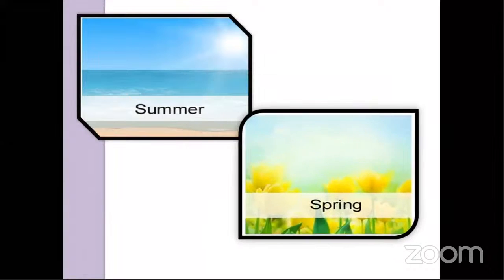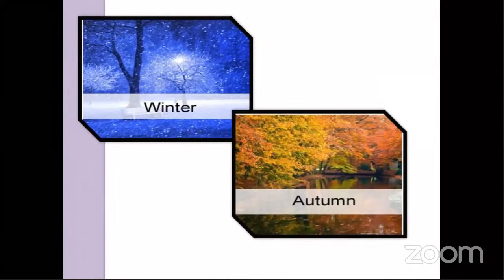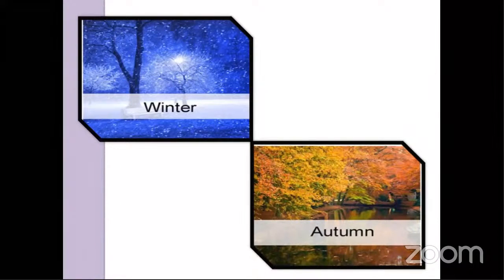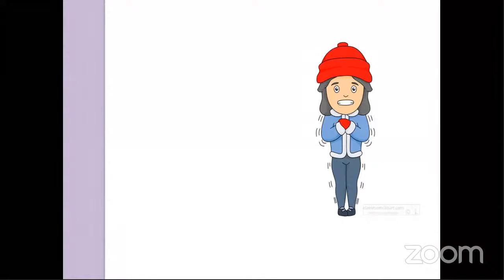Now let me ask you. You know there are 4 types of seasons: summer season, spring season, winter season, and autumn season. These are the 4 seasons. But which season is going on? Oh, winter season is going on. And in winter season, what do you feel? You feel very cold during the winter season because the heat of the sun is very less.